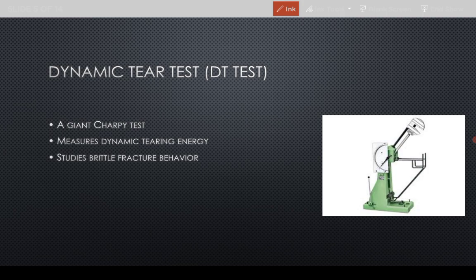So, what is the dynamic tear test? The dynamic tear test is similar to a giant Charpy testing machine, used to measure the energy absorbed by a material when torn dynamically and to study brittle fracture behavior. It studies the brittle fracture behavior on impact.